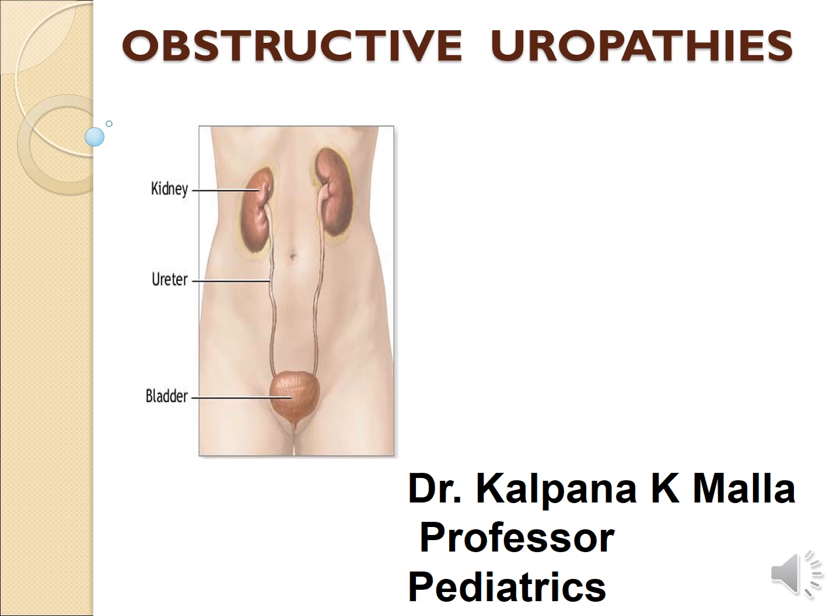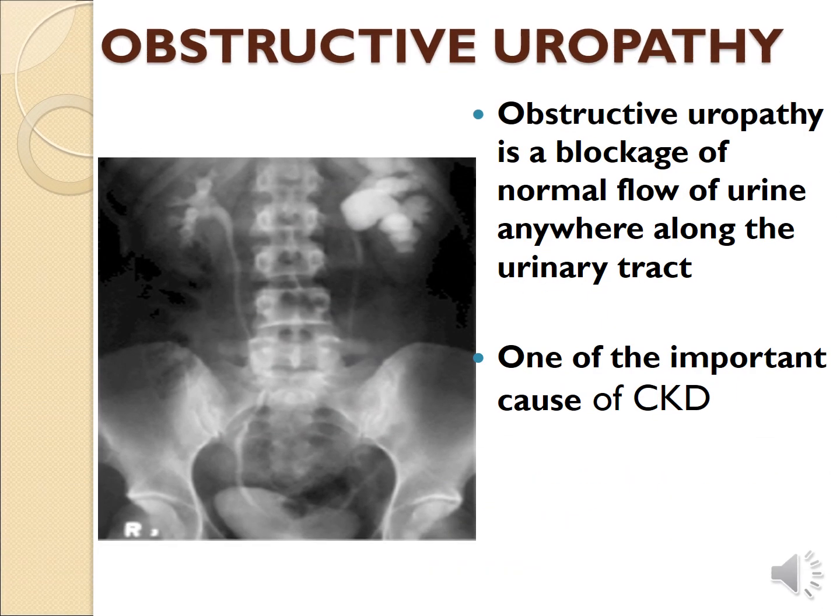Today's topic of discussion will be obstructive uropathies in children. Obstructive uropathy means blockage of normal flow of urine anywhere along the urinary tract, and this is one of the important causes of chronic kidney disease in children.